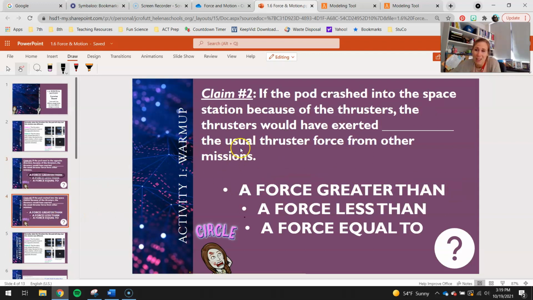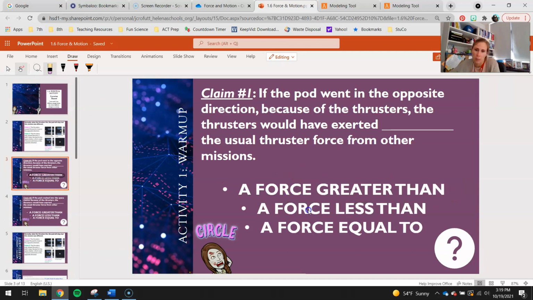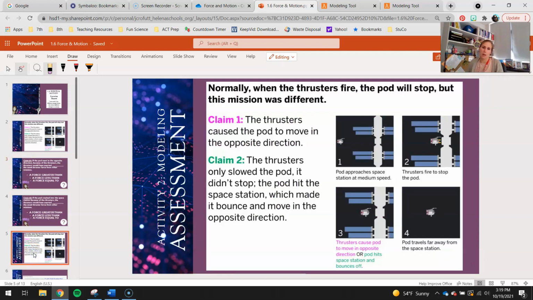For claim 2, we only slowed the pod down. Compared to our regular missions, the force would have been less than, and that would have been enough to slow it down, but not enough to stop it and allow it to dock. That would have caused the pod to hit the space station and bounce off. Just to double check, those are your two answers for claim 1 and claim 2. If you didn't have those, let's go back and fix them, and then move on to the assessment part of today's assignment.